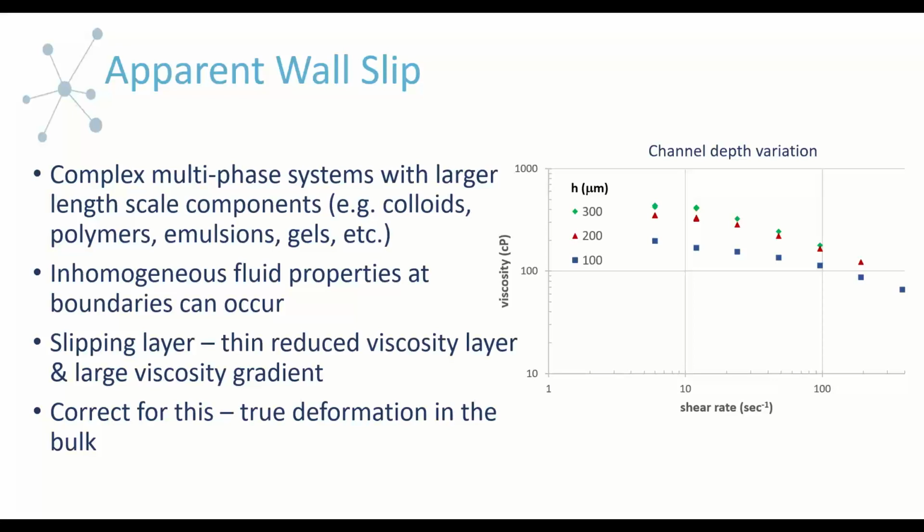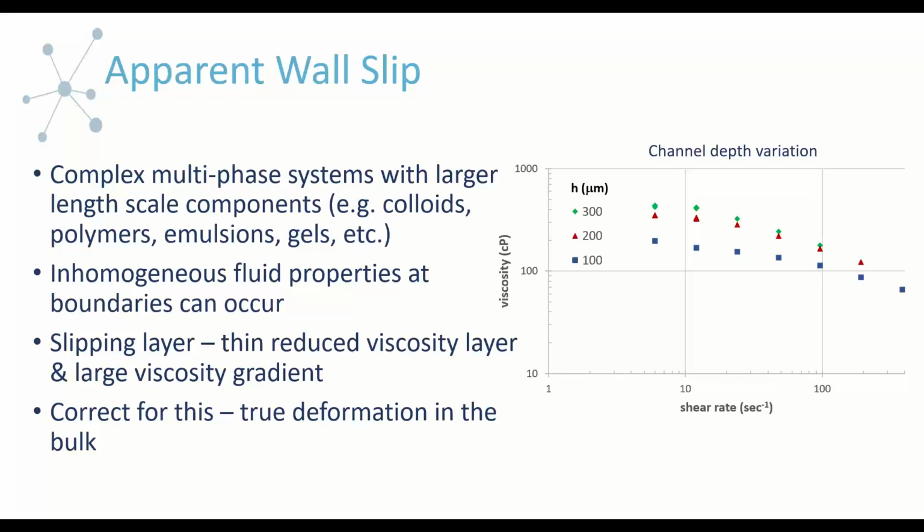However, when you have these larger length scale objects, in some instances approaching a micron, there's a bigger chance that these won't get trapped in the roughness associated with the wall. So let's take the case of a multi-phase system. You'll have a very thin layer of, say, your solvent, and then adjacent to that, you'll have these molecules which aren't really adhering to the wall. And so this is how that slipping layer comes about.